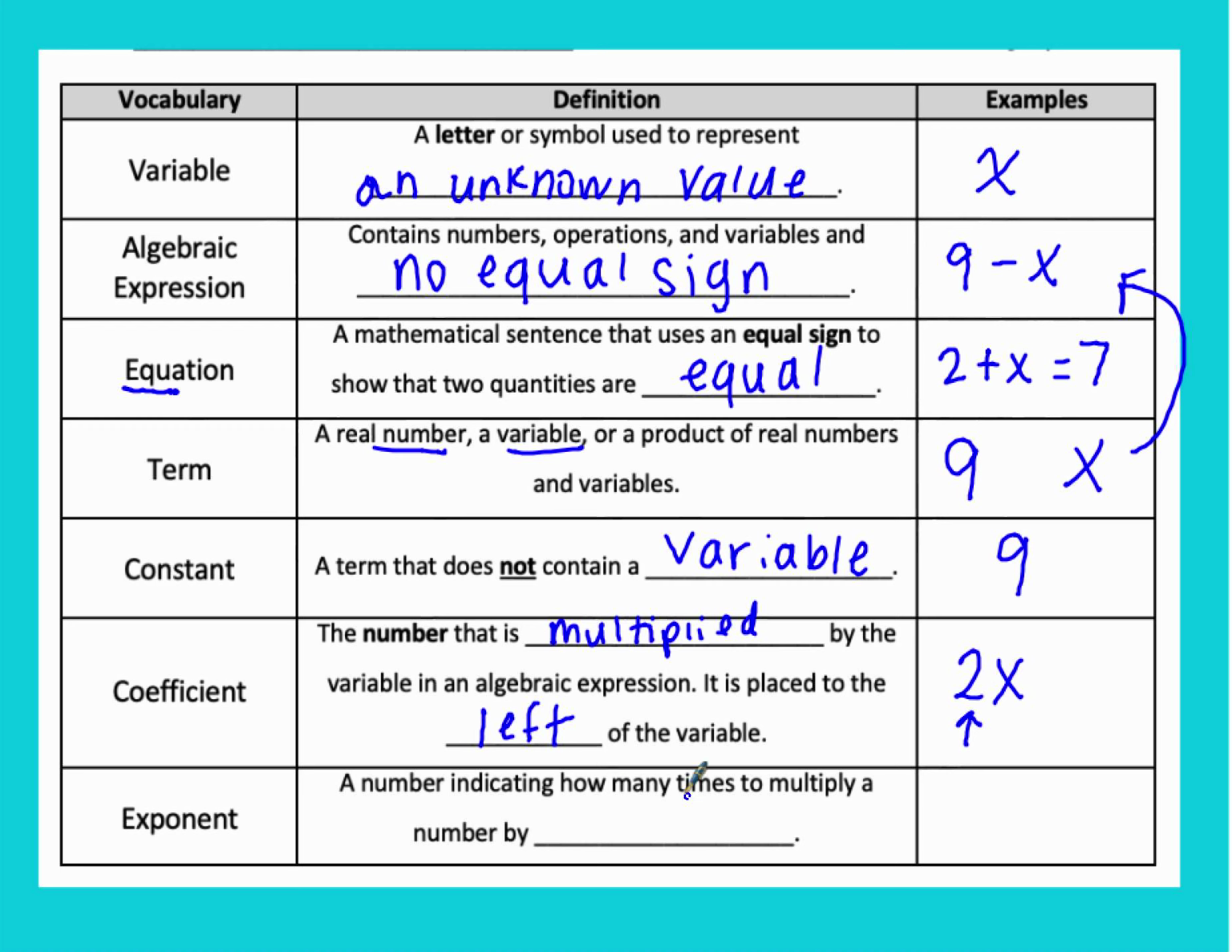The last vocab word we need to look at is an exponent. We've seen exponents before, but this is just a definition for it. It's a number that indicates how many times to multiply a number by itself. For example, if you see something like 2 to the third power, that would mean we're doing 2 times 2 times 2. So we're multiplying 2 by itself 3 different times. The actual exponent here is the 3. It's that small number that we write above our number, which is the base. So that's some important vocab that we're going to be using as we go through this topic.